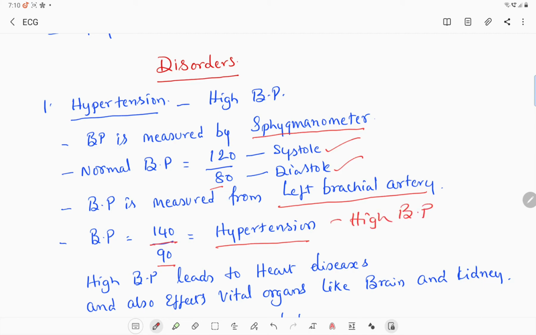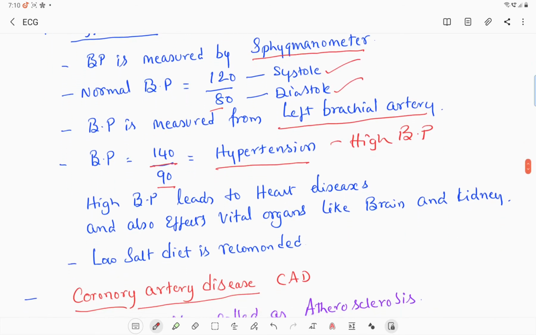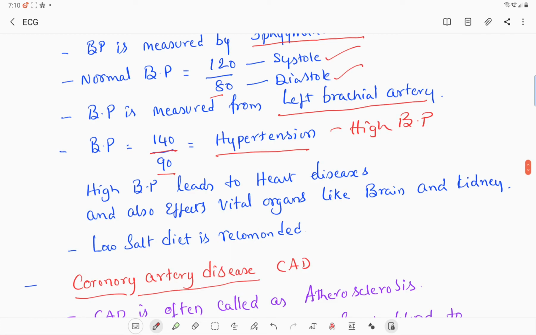If the blood pressure is 140 by 90 or higher, it is called hypertension. So what are the disadvantages of hypertension? High blood pressure leads to heart diseases and also affects the vital organs like the brain and kidney.